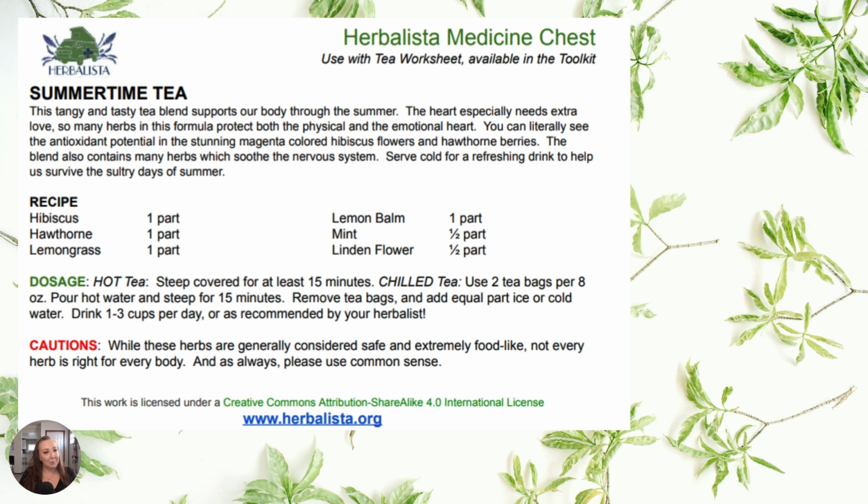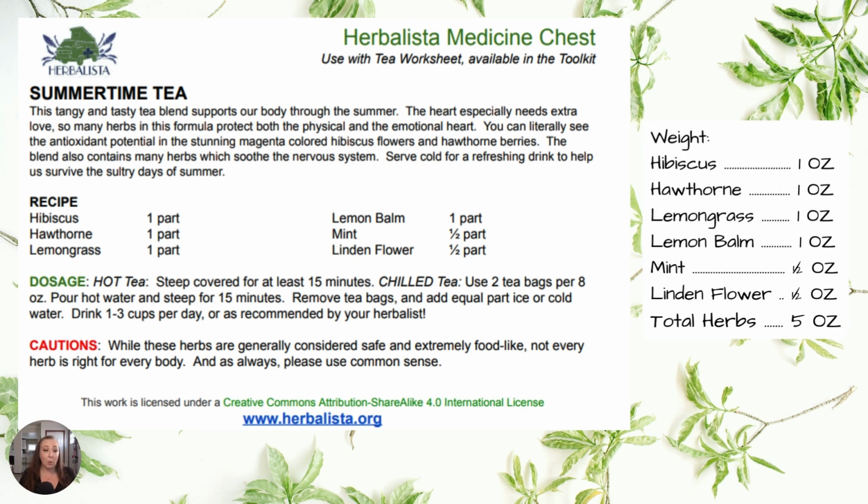Our first example is from herbalista.org, and this is for a summertime tea. So as you can see, our recipe here is stating hibiscus 1 part, hawthorn 1 part, lemongrass 1 part, lemon balm 1 part, mint 1/2 part, and linden flower 1/2 part. So for sake of ease, we're just going to say 1 part equals 1 ounce.